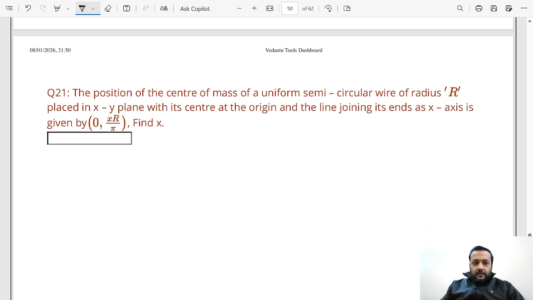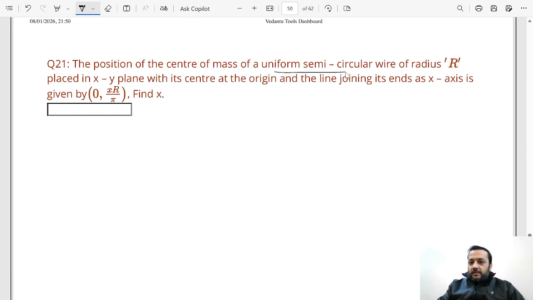Here what happens: position of the center of mass of a uniform semicircular wire of radius r placed in the xy plane with its center at the origin and the line joining its ends as x-axis is given by... This is a ludicrous question, that means a laughable question. Basically they are asking you the center of mass of a uniform ring.